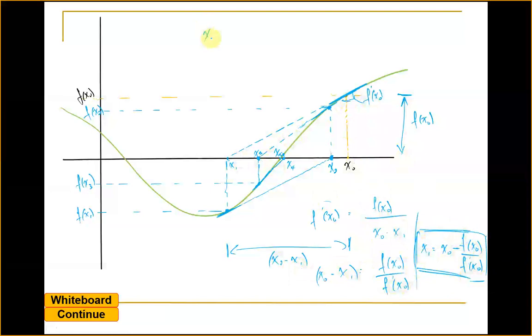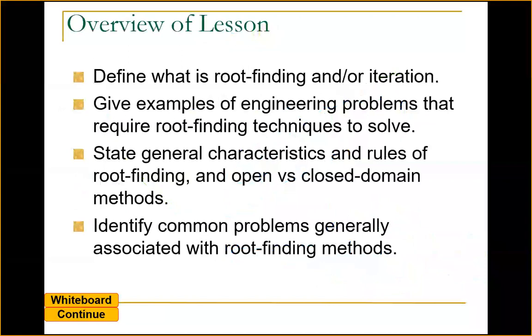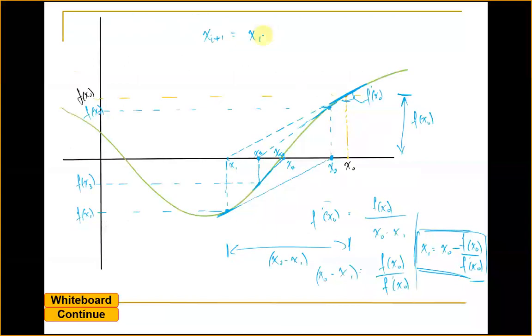That means x of i plus 1, that means the next x is always equal to x at i minus the function at i over the slope of the function at i. Alright, so this is essentially the fixed point form.